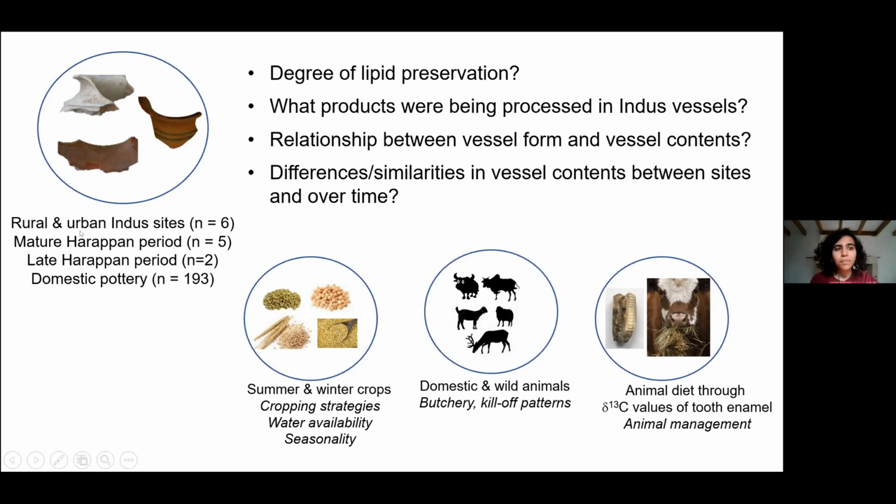So I looked at both, as I mentioned, rural settlements and urban settlements. And I had access to vessels from the mature Harappan period as well as the late Harappan period. And I focused primarily on domestic pottery. And to supplement this information, I considered the evidence I already had from archaeobotany, from zooarchaeology, and from the enamel isotopic analyses.